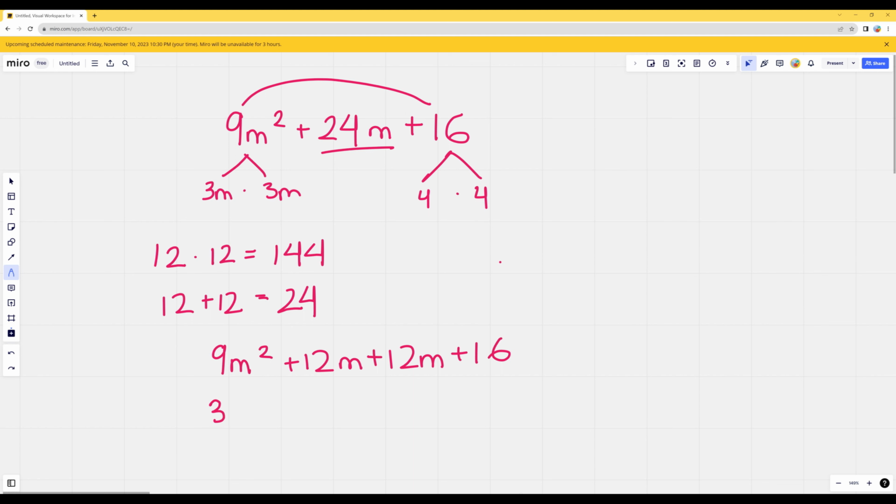Now let's factor out a GCF from both halves of our expression, and we're going to notice that in our answer, there are going to be two brackets that consist of the exact same contents. So our final answer is going to be 3m plus 4 inside a bracket and squared.